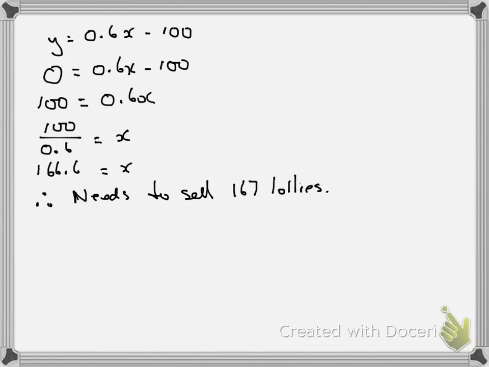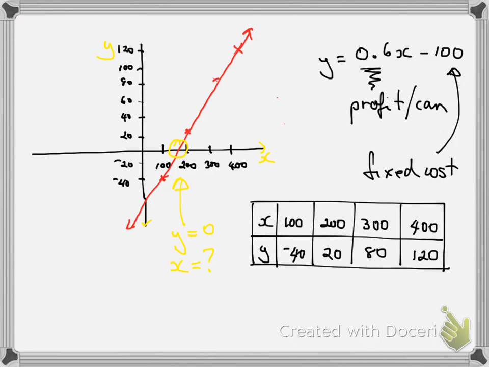Now, therefore, when I go back to my graph, that number there represents 167. This part of the graph here, well, in fact, I'm going to go backwards a little bit. This part of the graph there indicates his losses.